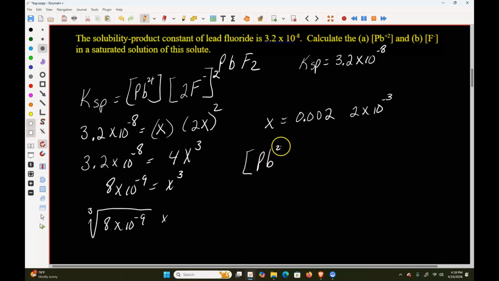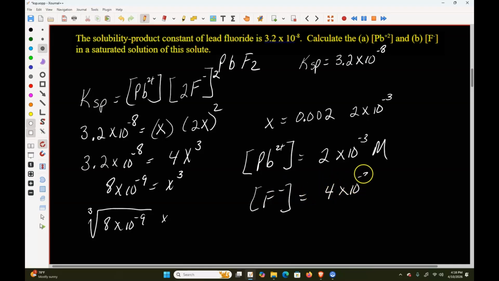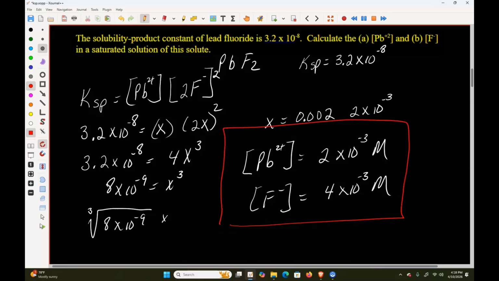So the Pb2+ concentration will be equal to 2 times 10 to the negative third molar. The F- concentration will be 2 times this, or 4 times 10 to the negative third molar, because I have two F's in the equation here. And when it dissolves, it dissociates into two F negatives. So that's the answer.